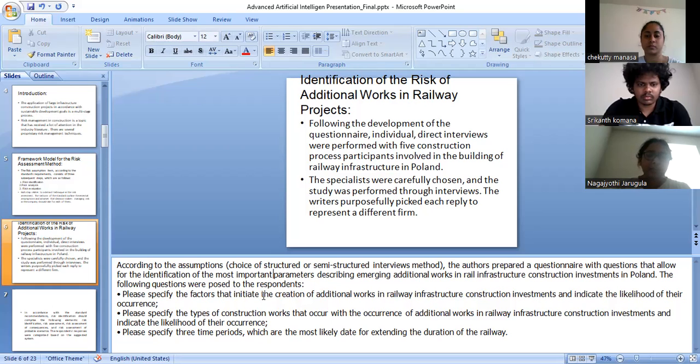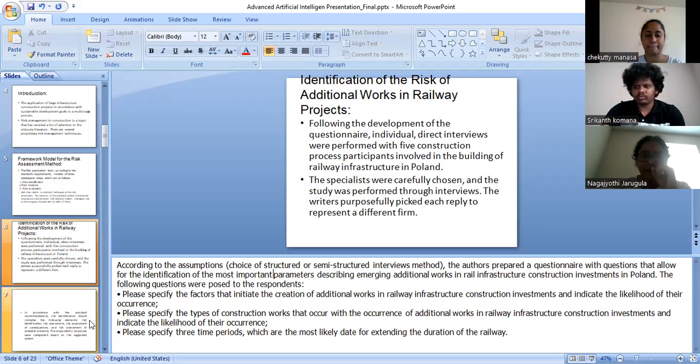And these questions are: please specify the factors that initiate the creation of additional works in railway infrastructure construction and indicate the likelihood of this occurrence. Please specify the types of construction works that occur with the additional works in railway infrastructure construction investment and indicate the likelihood of their occurrence. And please specify the time period, like the months, which are the most likely date for extending the duration of the railway works.